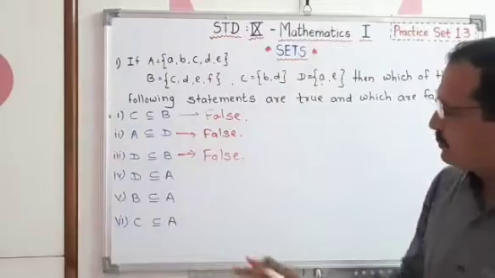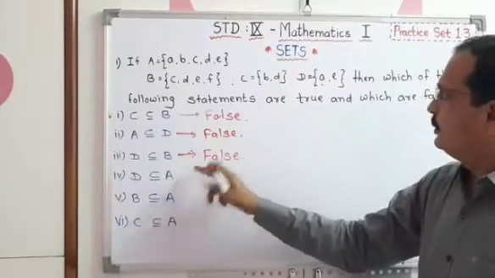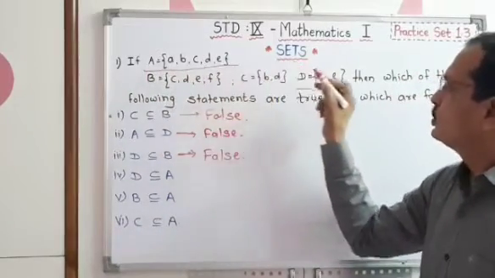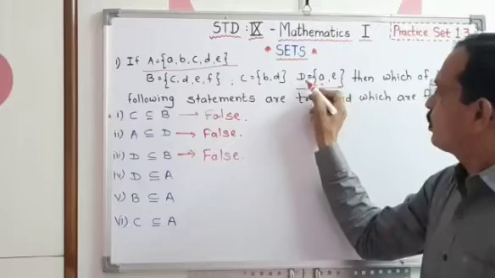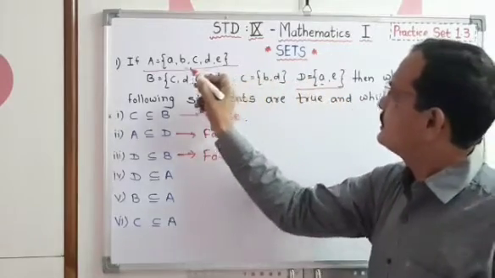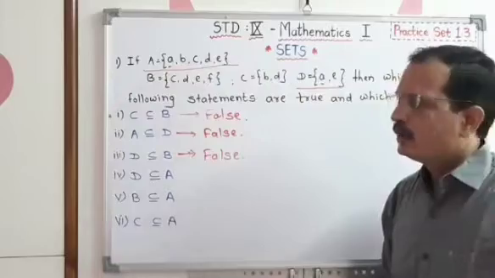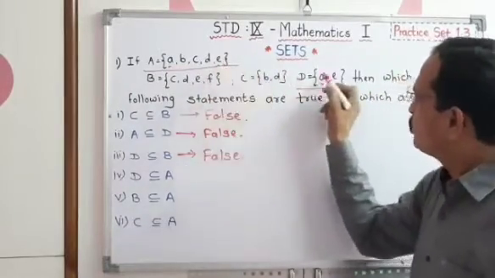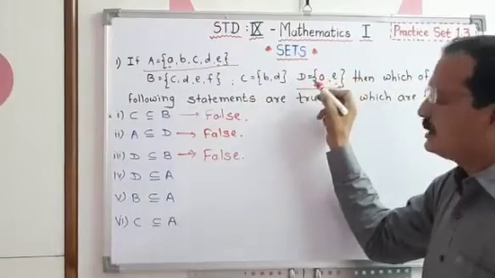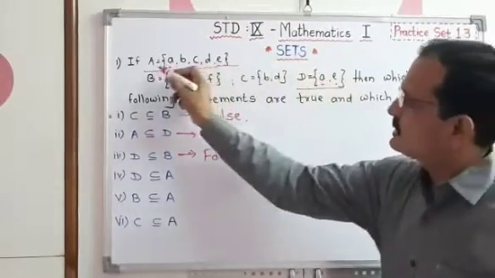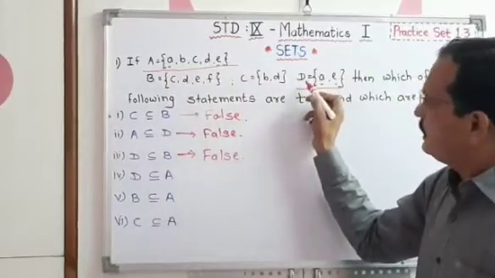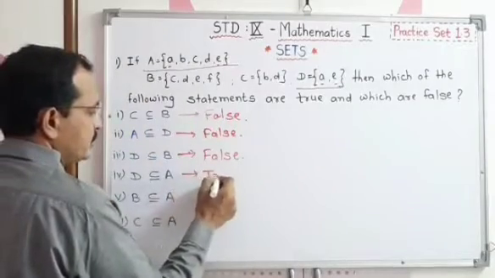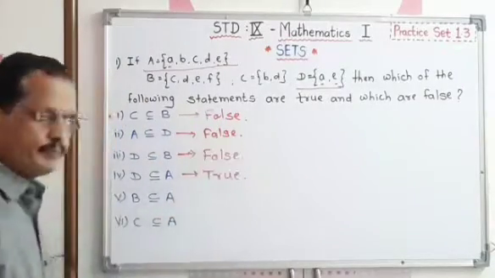Now, next one. D is a subset of A. This D and this A we have to compare. Now see, element A from set D is present in set A. See the next element, E, is present in A. That means both elements present in set D are also present in set A. Therefore, set D is a subset of A. Therefore, we say that this statement is a true statement.